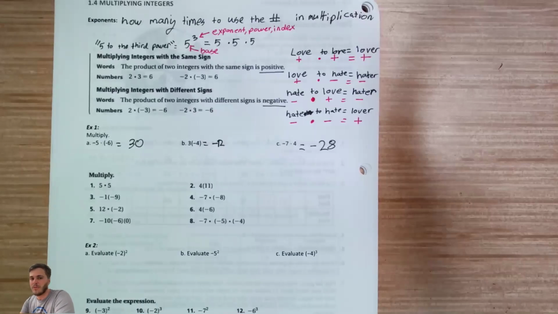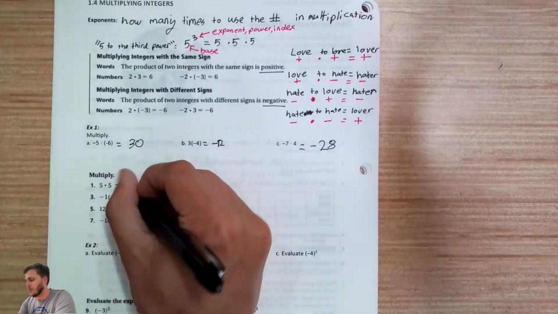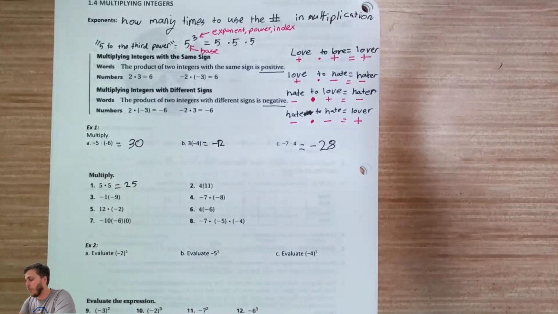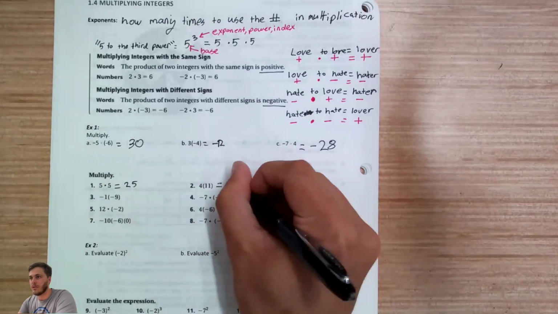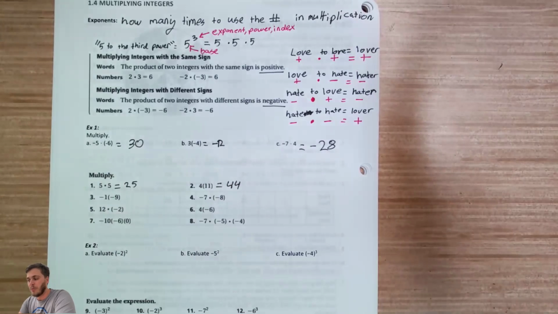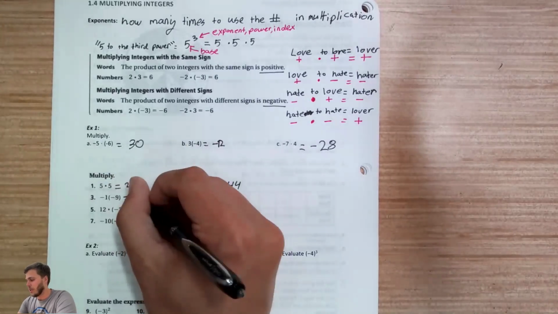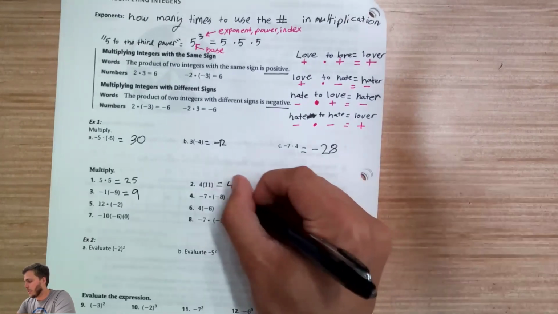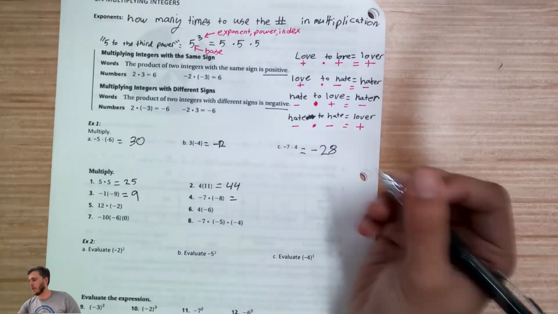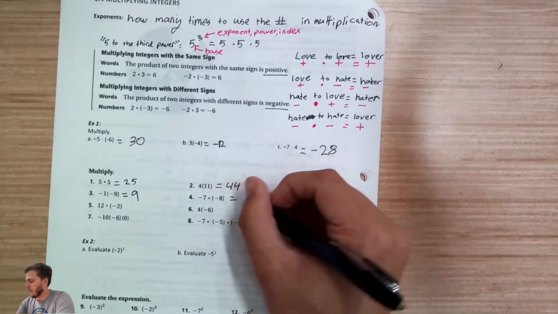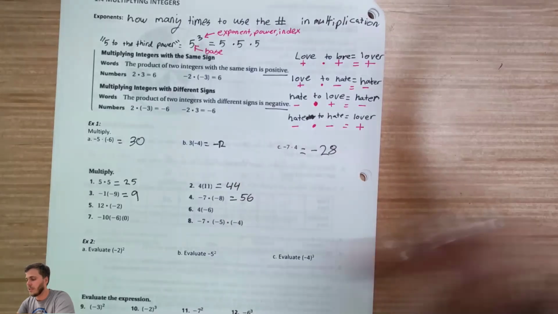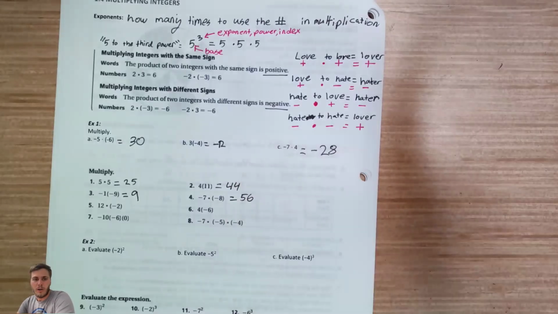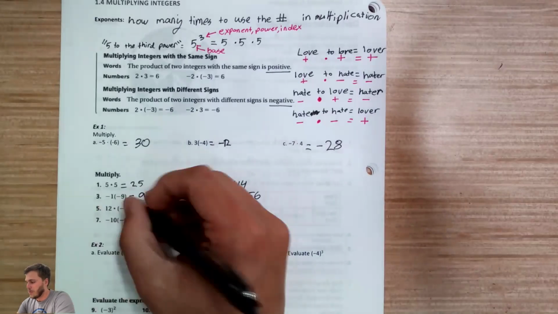All right. 5 times 5, two positive numbers. Gives us 25. All right. 4 times 11, two positive numbers, 44. -1 times -9, two negative numbers. So same sign, always positive. That's 1 times 9, 9. All right. Same situation here. -7 times -8, two negative numbers. Hate to hate. You're going to be a lover and that gives us 56. All right. 12 times -2. All right.